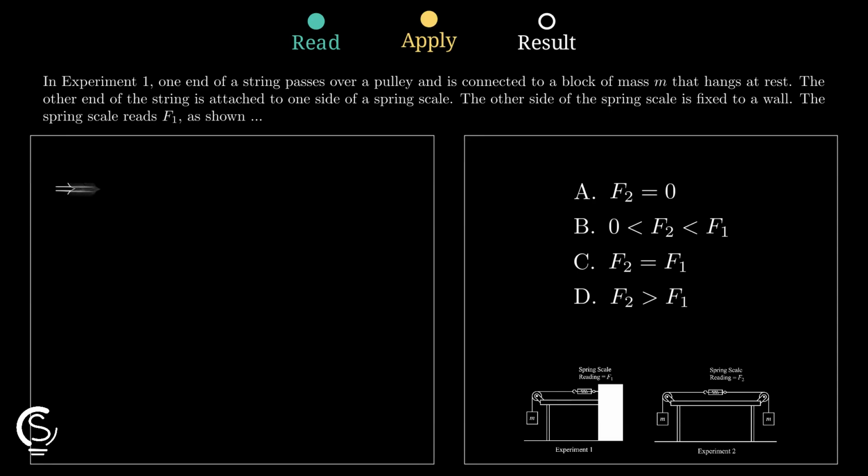For the second experiment, we have two identical masses pulling on opposite sides. Each mass creates the same tension in the string as before because the system remains in static equilibrium.